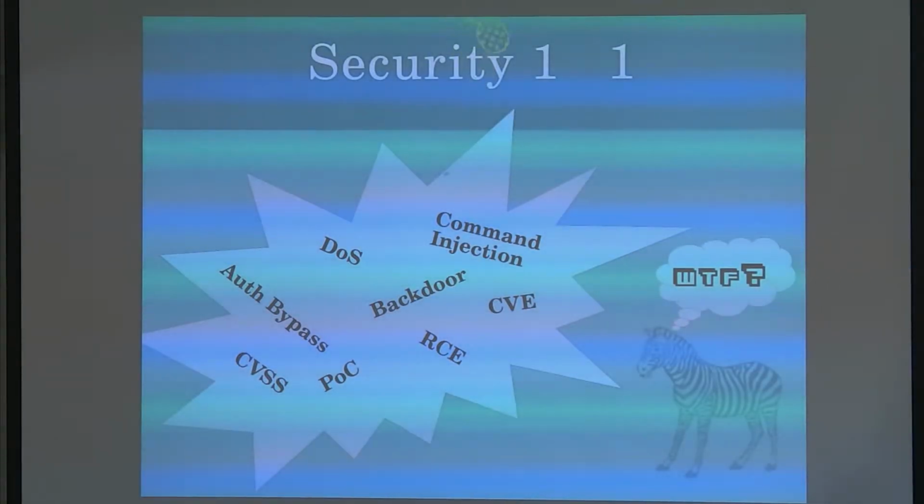So I do the security 101 with you, to clarify all the stuff like denial of service, command injection, CVSS, and so on. Not everyone is familiar with these terms.